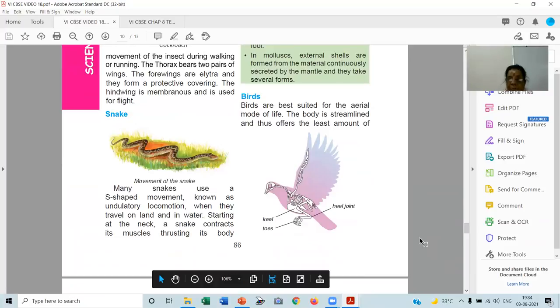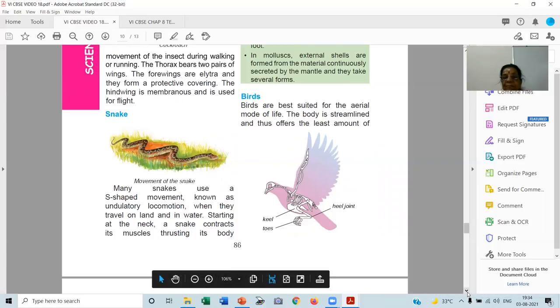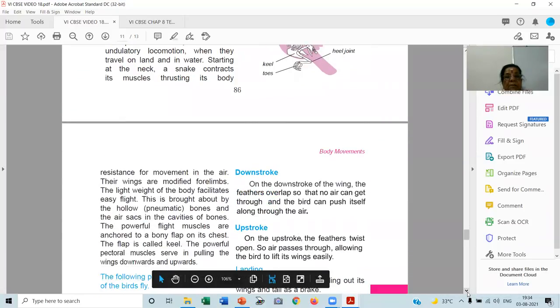Then the snake has slithering movement forming many loops, that is called undulating movement. I hope you have understood. So birds, detailed, clearer in the book. Birds are best suited for aerial mode of life. The body is streamlined and thus offers the least amount of resistance to movement in the air.